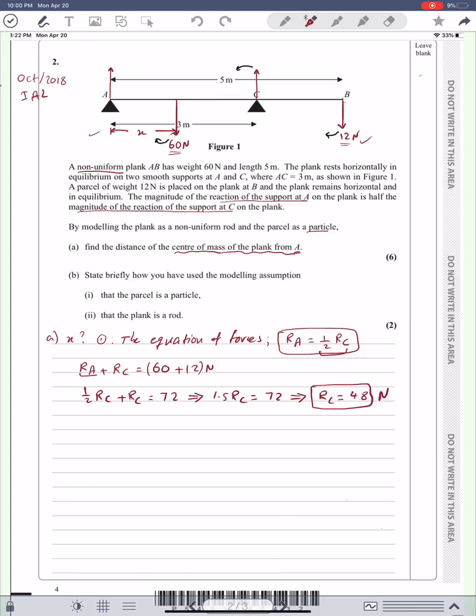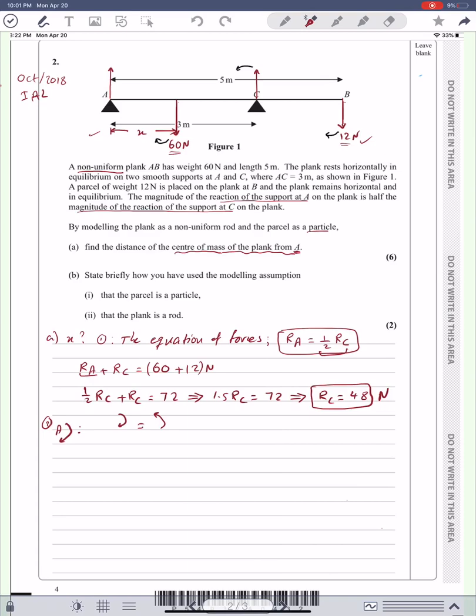Second equation, by taking the moments at any point. Since he said from A, but we are free, remember, we can take it at A, at C, at B, any point on the plank or the rod. So you'll be taking it at A: the moments clockwise are equal to the moments anti-clockwise.